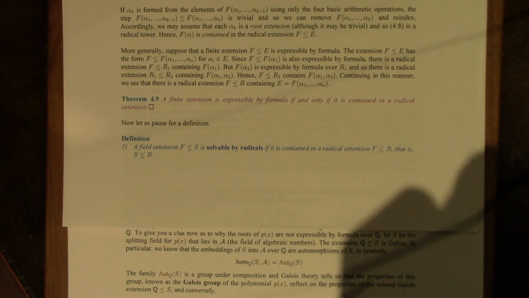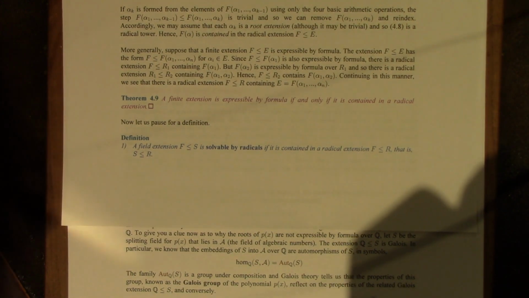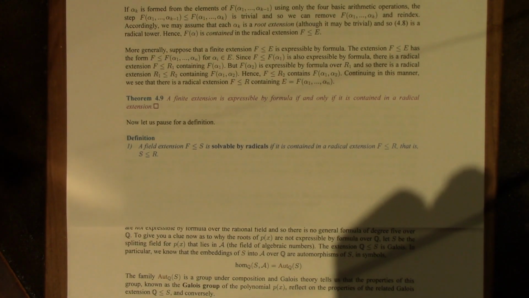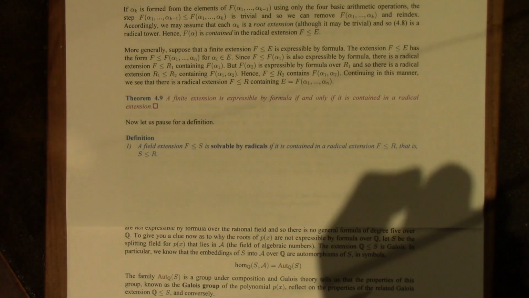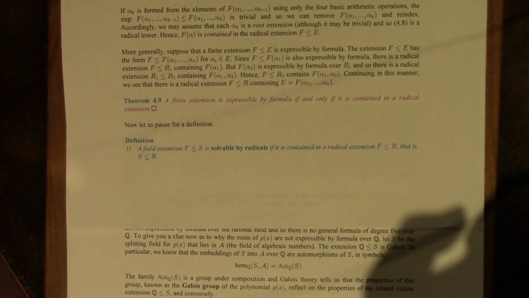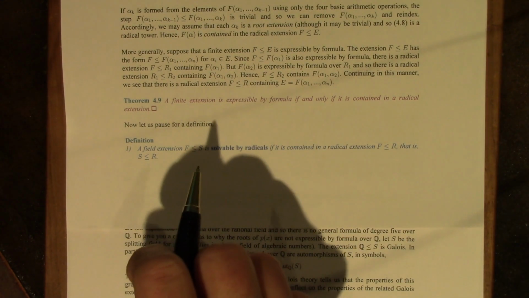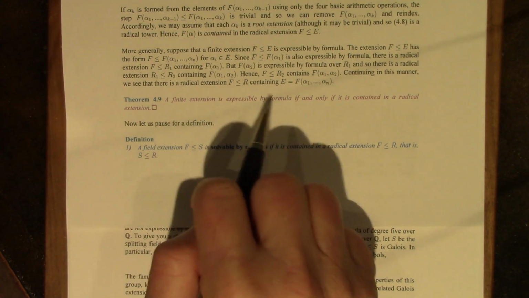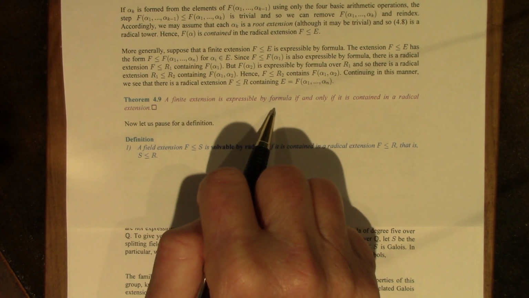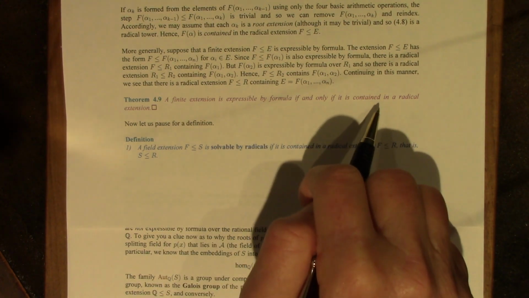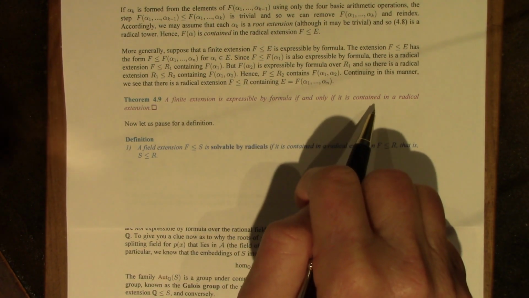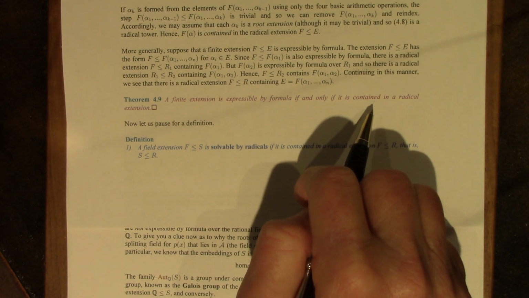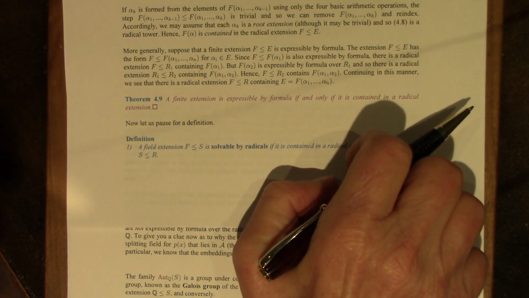There are infinite extensions that are expressible by formula. I'll let you think on that. But radical extensions are always finite. So there are many ways to see that the converse isn't going to work here. So this is what we have. A finite extension is expressible by formula if and only if it is contained in a radical extension. And that is quite enough.